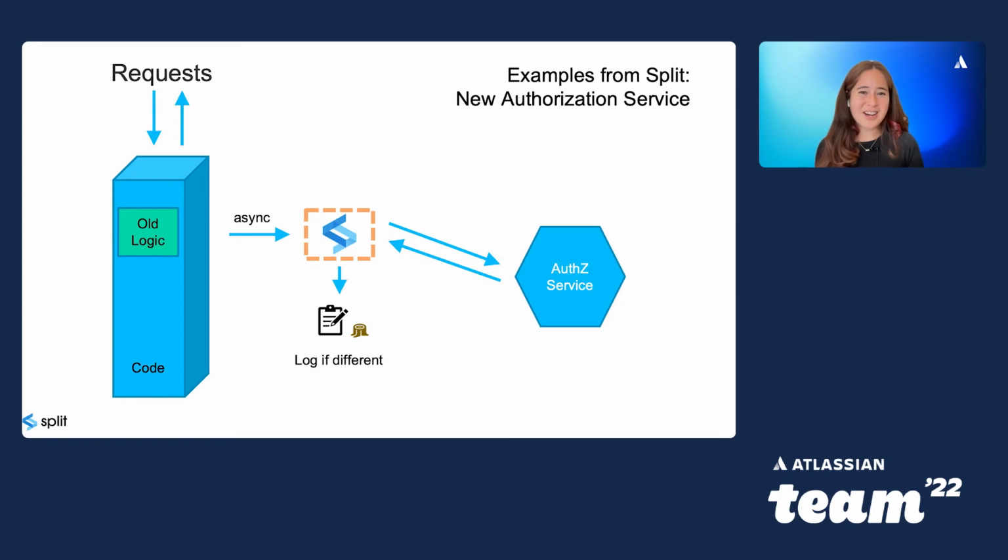I guess I already talked through the authorization service example here, but essentially, again, you can call a separate service even and check whether the results are the same or different. Actually, we're doing the same thing at Split as we did at Box. It's a little different technologies, a little different code base, but the same idea of wanting to check that the new service is returning the same result that the old service did.